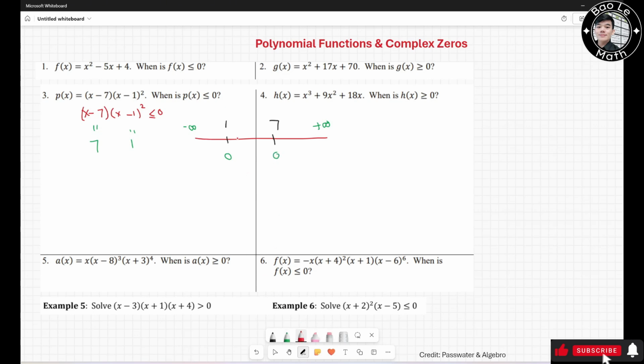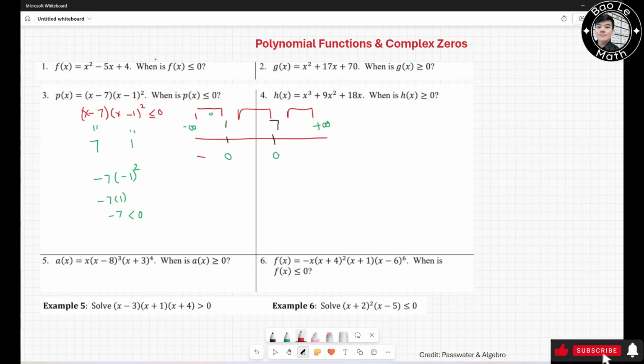Now I have 3 intervals right here: the first, the second, and the third one. I need to pick a number within each interval and test the sign. So I pick 0 and substitute 0 over here. I have negative 7 times negative 1, all squared. So this is negative 7 times 1, which is negative 7, which means a negative sign. So right here, the function is negative.